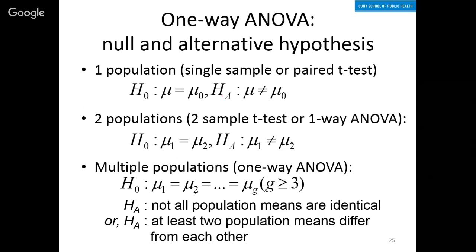So recall our null and alternative hypotheses for one population, for 2 populations, as we've done already. For multiple populations that we're generalizing to now, the null hypothesis is that all of the means in those populations, whether it is response time or time to complete a task, are all equal. And the alternative is that they are not all identical, but at least one of the population means is different from the rest, or possibly there is more than one difference.